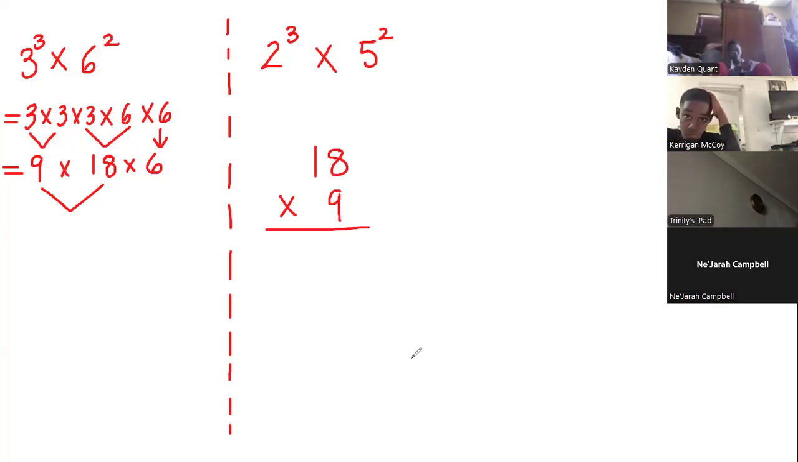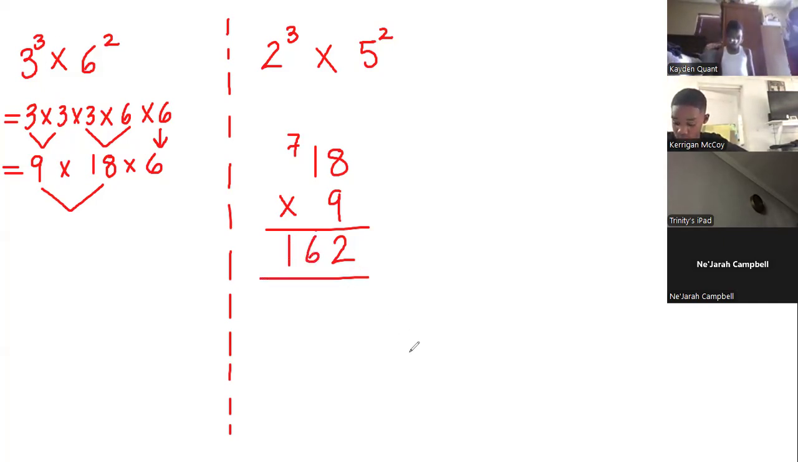9 times 8 is what? 72. Very good. Put the 7 down, put the 2 up. 9 times 1 is what? 9. 9 plus 7 is 16. Very good. So 162. Okay.